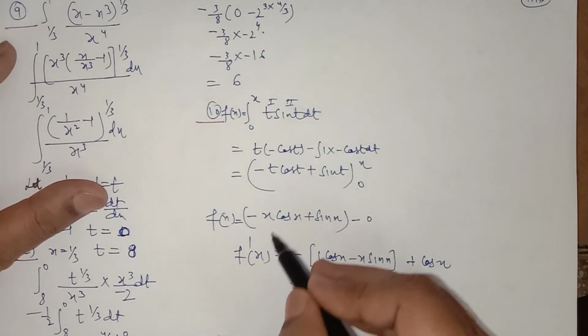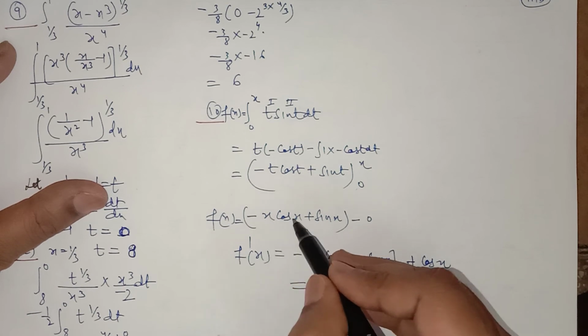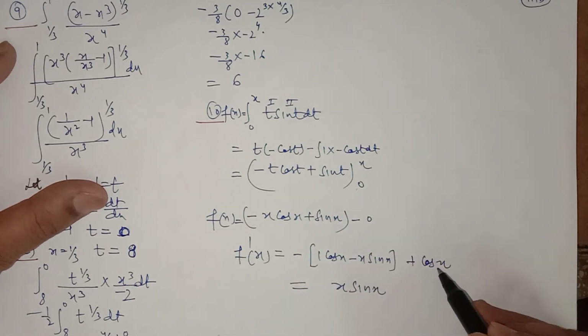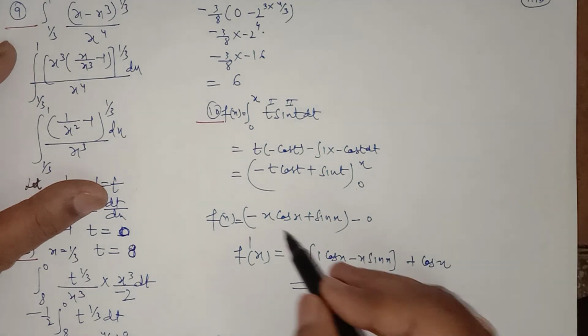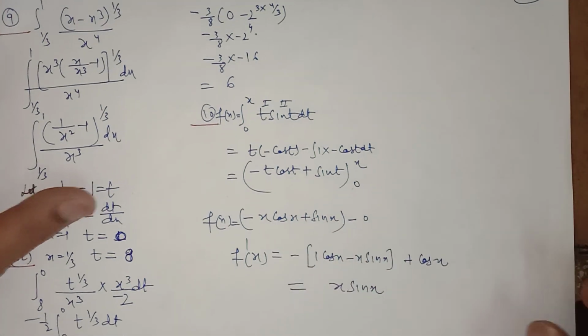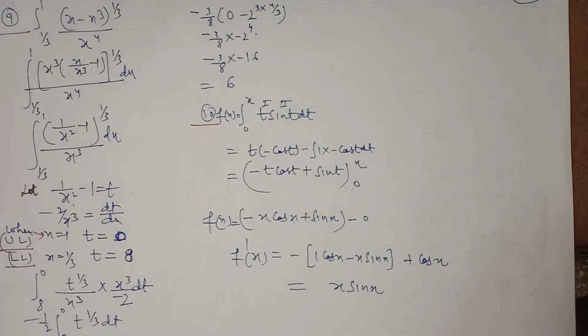Now you can find the derivative of this by using the product rule in x cos x, and the derivative of sin x is cos x. Simplify, you know how to find the derivative. So this is the integration of this function.